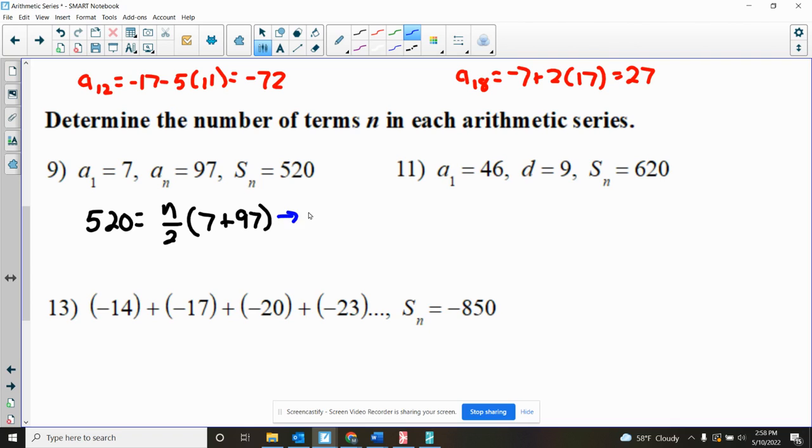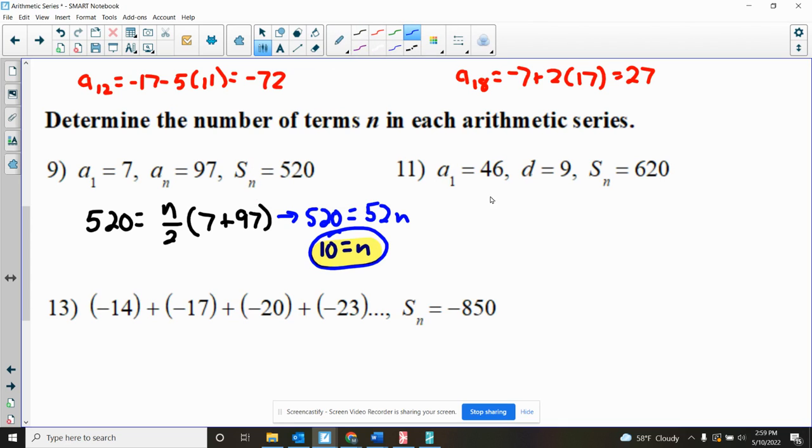520, I'm going to come over to the side here. So 520 equals 7 plus 97. That's 104. Now I'm going to take this 104 and divide it by the 2. So 52 times this n that I don't know. So to finish, divide both sides by 52. This is a 10-term sequence. Or series, rather, a 10-term series. All right, let's go again.